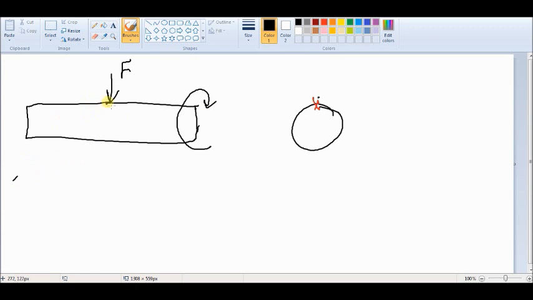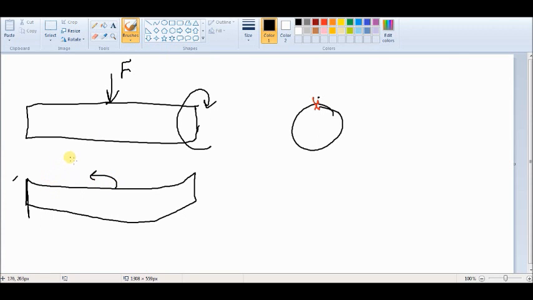First of all, because of the presence of this load, the shaft tends to bend this way. Correct. At the top of the surface, we have compression, which we show by sigma negative. And at the bottom, we have tension, which we show by positive.